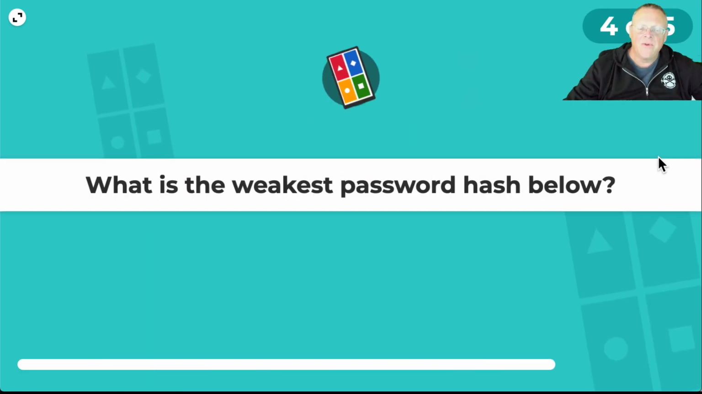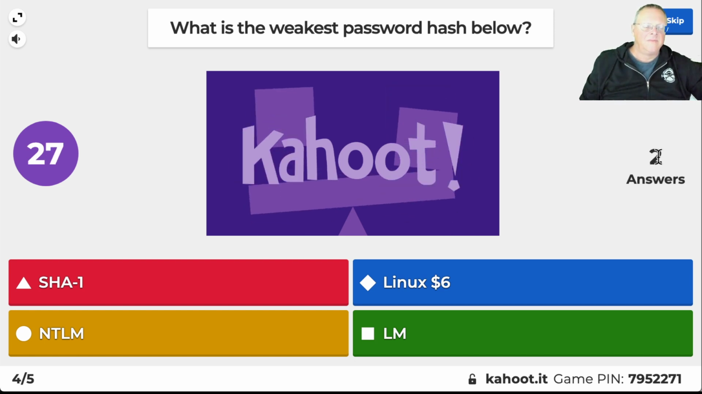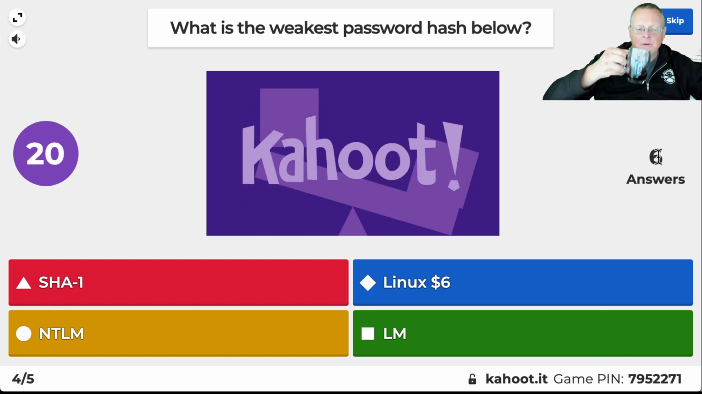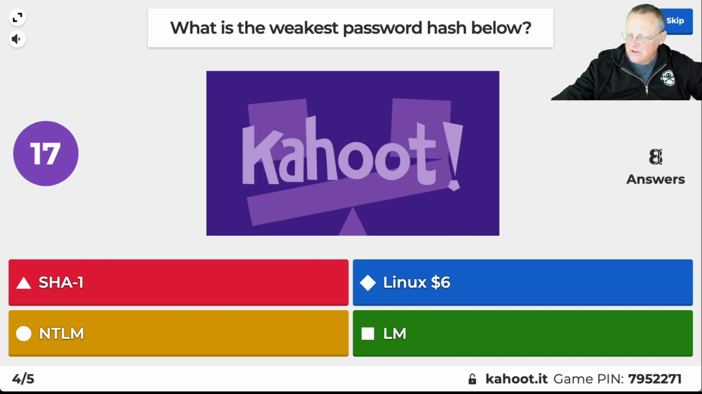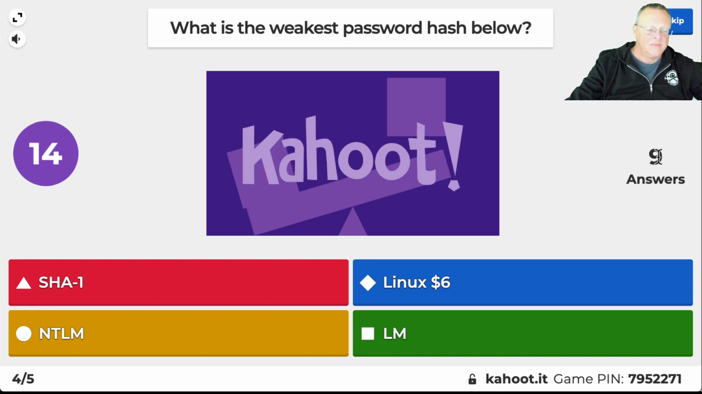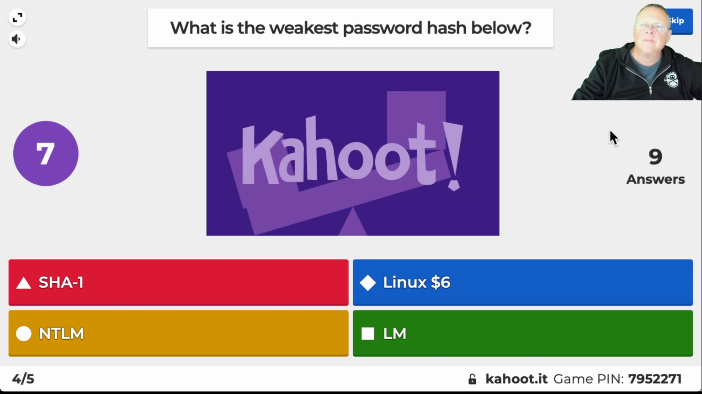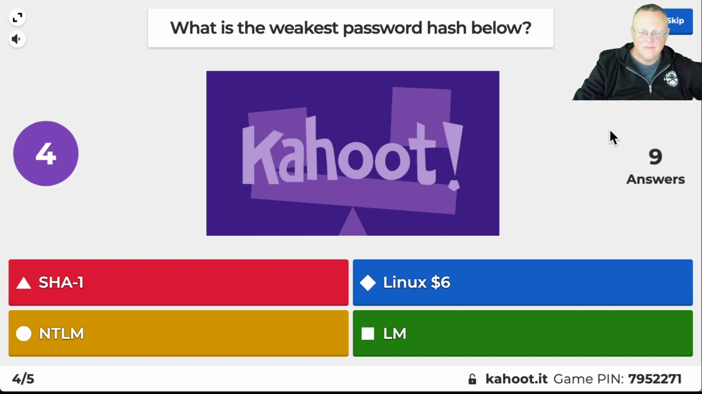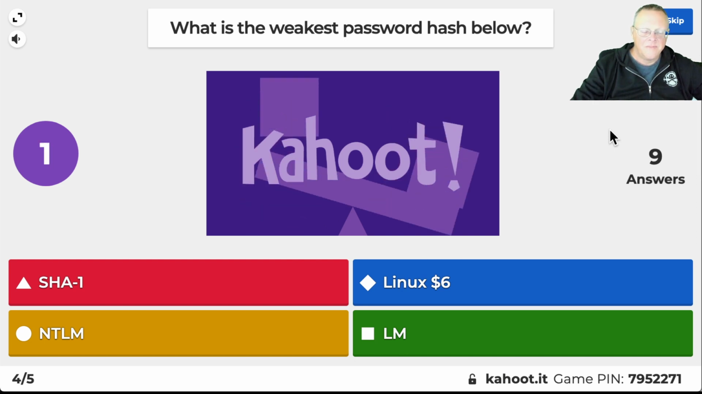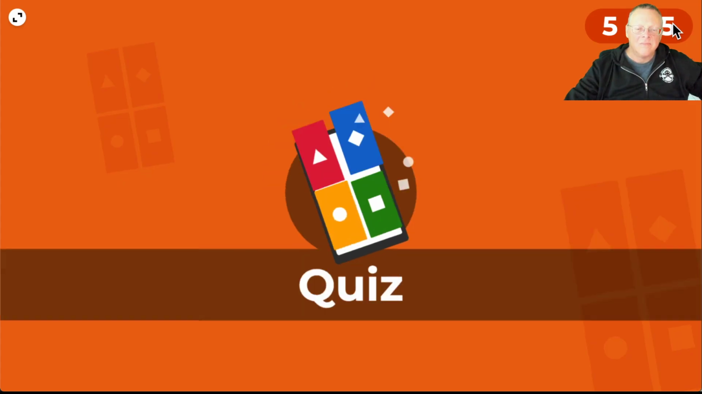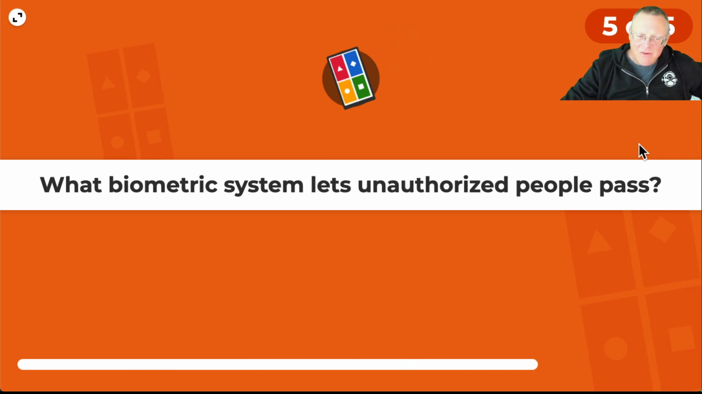All right, what's the weakest password hash? LM are the really bad ones that even Microsoft won't use anymore. Microsoft upgraded to NTLM. All right, what biometric system lets unauthorized people in?